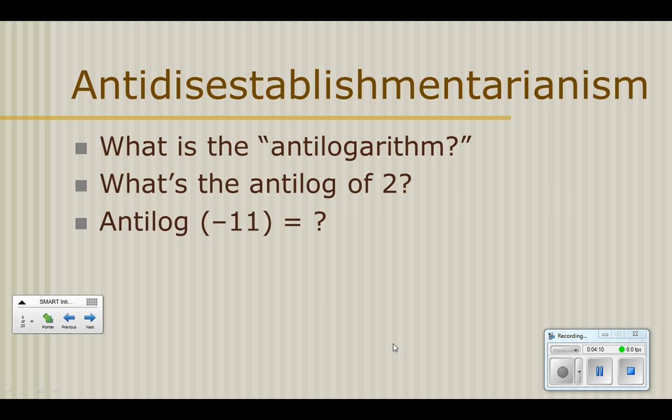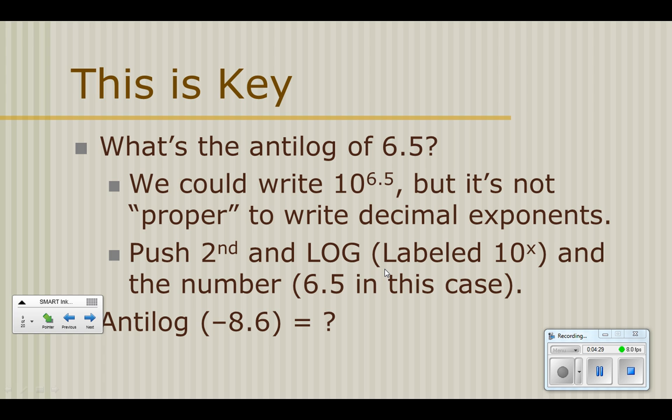The logarithm is the exponent, so the anti-logarithm is what happens when you put the exponent back on. So the anti-log of 2 would be 10 raised to the 2nd power, and the anti-log of negative 11 is 10 raised to the negative 11 power. Again, we can have some wrinkles put into this. The anti-log of 6.5, well, we could raise 10 to the 6.5 power, but it's not proper to have a fractional or decimal exponent.